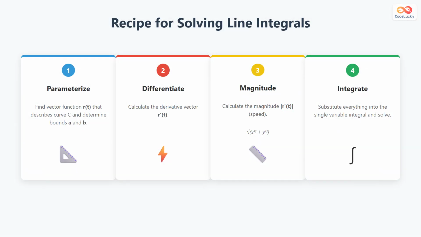Here is your step-by-step recipe. First, find the parameterization r of t for your curve. Second, take the derivative to find r prime of t. Third, find the magnitude or length of that derivative vector. Finally, substitute everything into the integral formula and evaluate it.